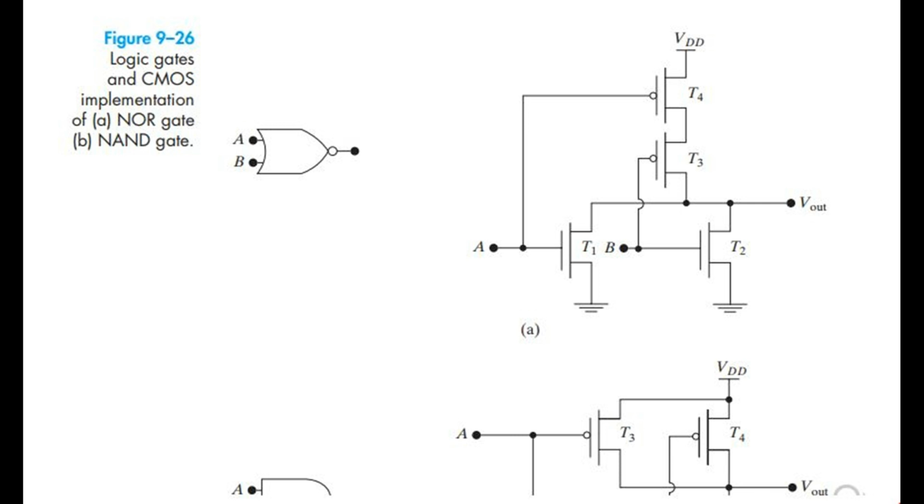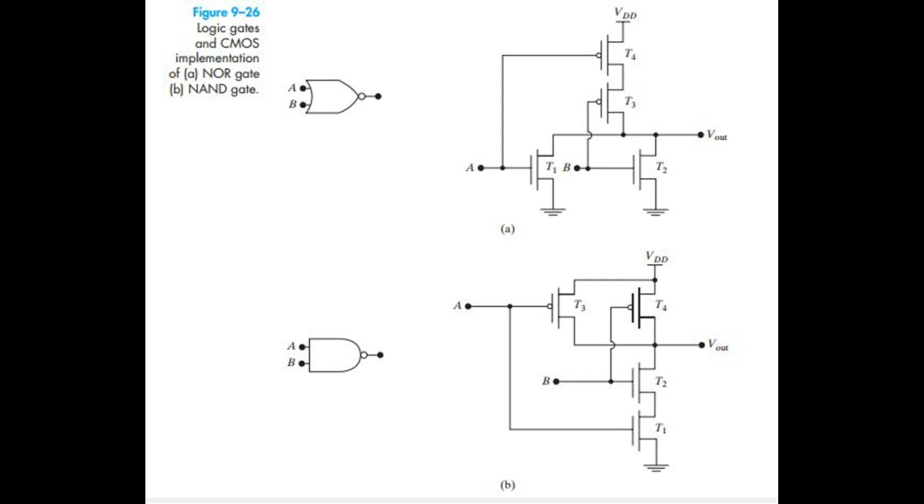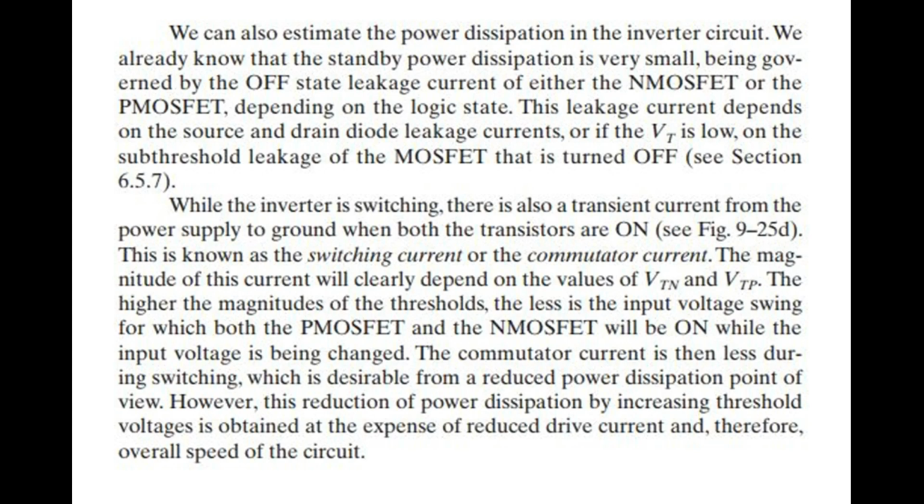We can also estimate the power dissipation in the inverter circuit. We already know that the standby power dissipation is very small, being governed by the off-state leakage current of either the NMOSFET or the PMOSFET, depending on the logic state. This leakage current depends on the source and drain diode leakage currents, or if the VT is low, on the subthreshold leakage of the MOSFET that is turned off, see section 6.5.7.